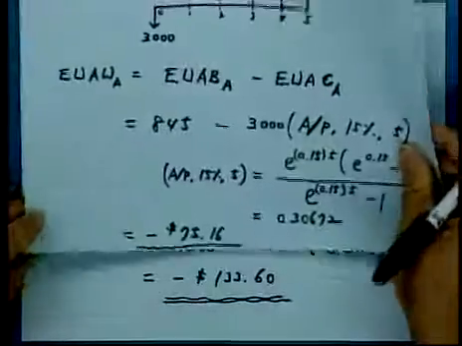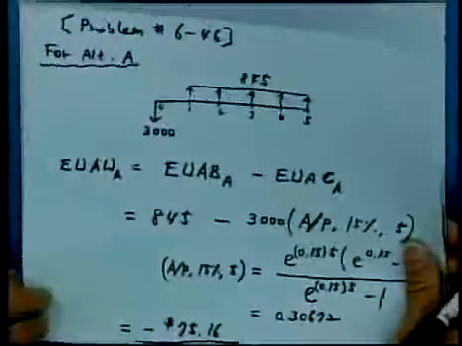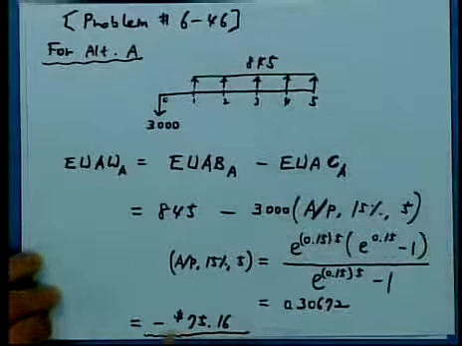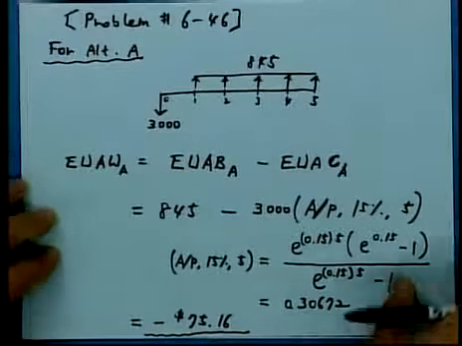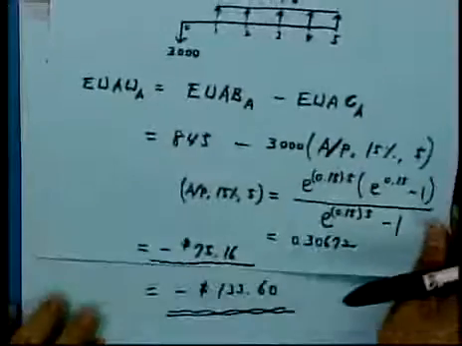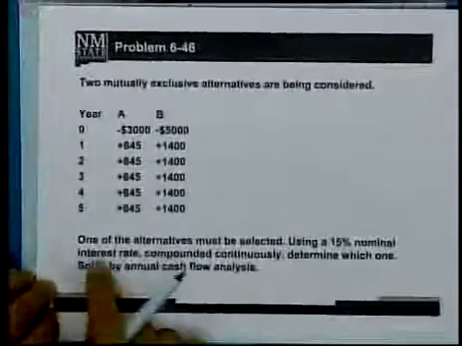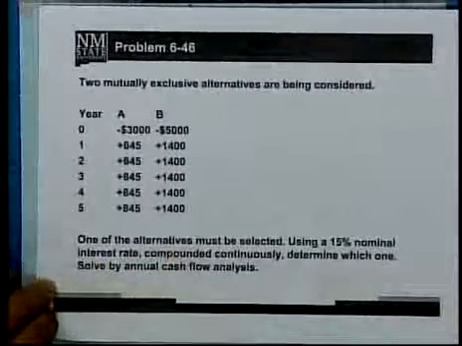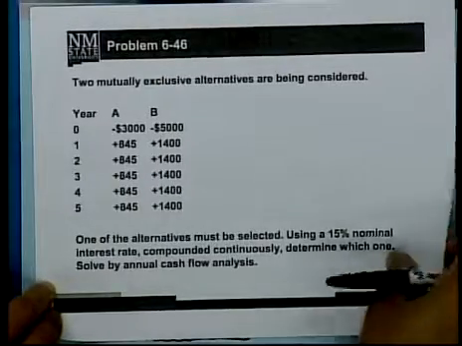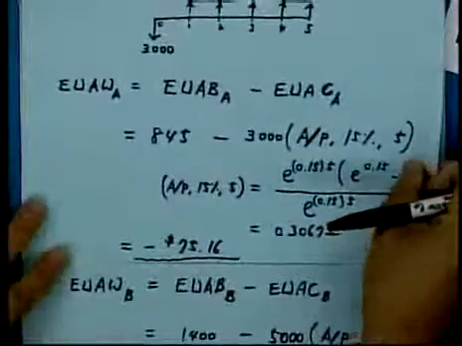So it looks like we should avoid both of these plans, A and B, because both of them provide an equivalent uniform annual worth of negative values. However, according to the problem description, one of the alternatives must be selected. There is no other choice available. So, what is your conclusion?